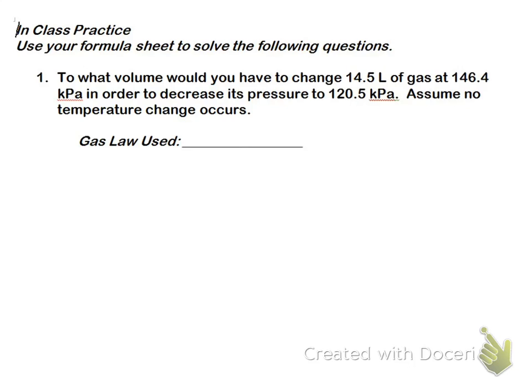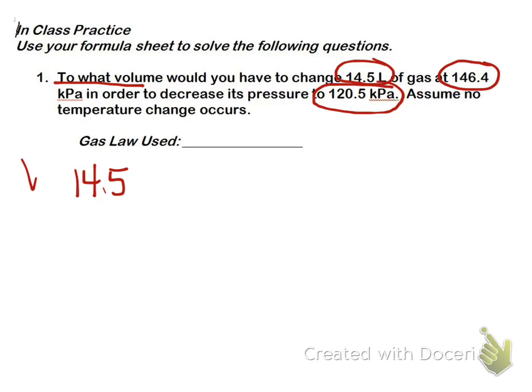The first thing that I want to do is identify what variables are given. These are the variables that are given. What does 14.5 tell you? How do you know? Because it's 14.5 what? Liters. So there's one variable in the problem. It also gives me 146.4. What is kPa? Pressure. It's a measurement of pressure. You're exactly right.